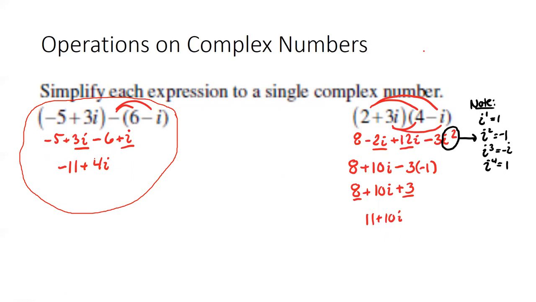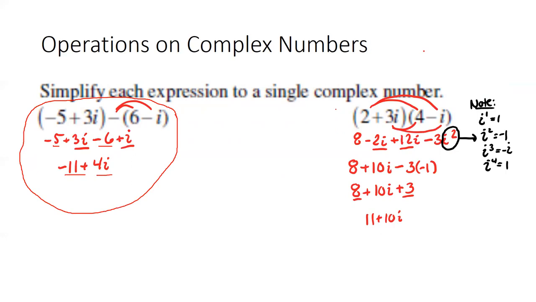I'm getting pretty good with this now. So I'm going to go ahead and collect up my like terms. The 5 and the negative 5 and the negative 6, that's negative 11. 3i and i, that's 4i. So I should end up with negative 11 plus 4i.